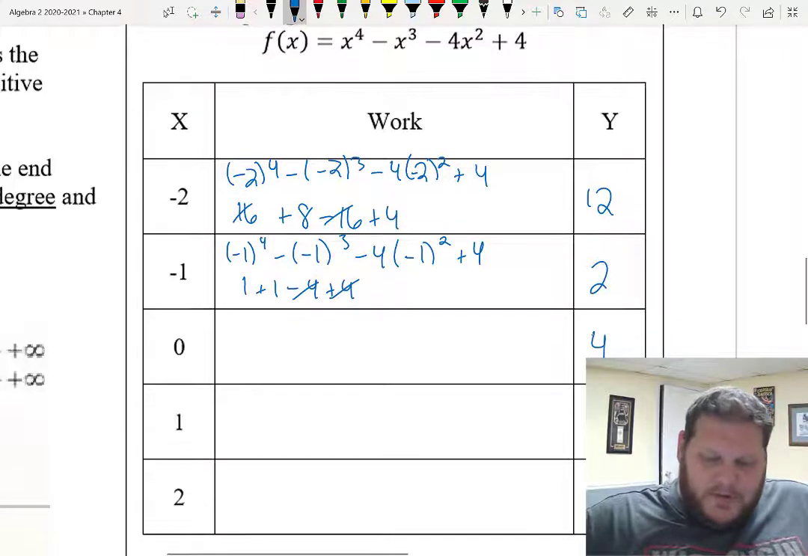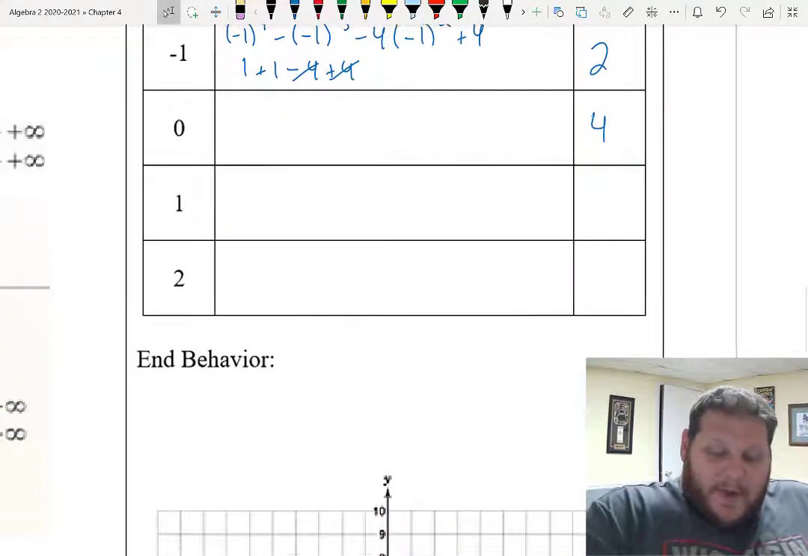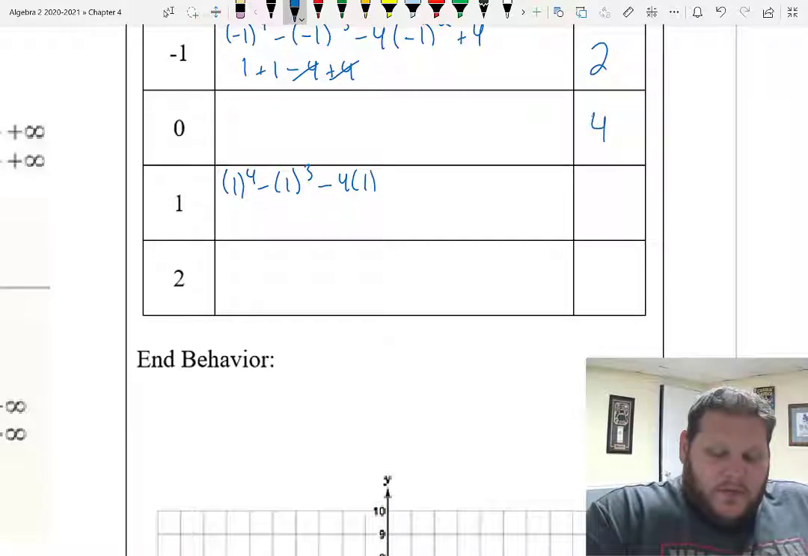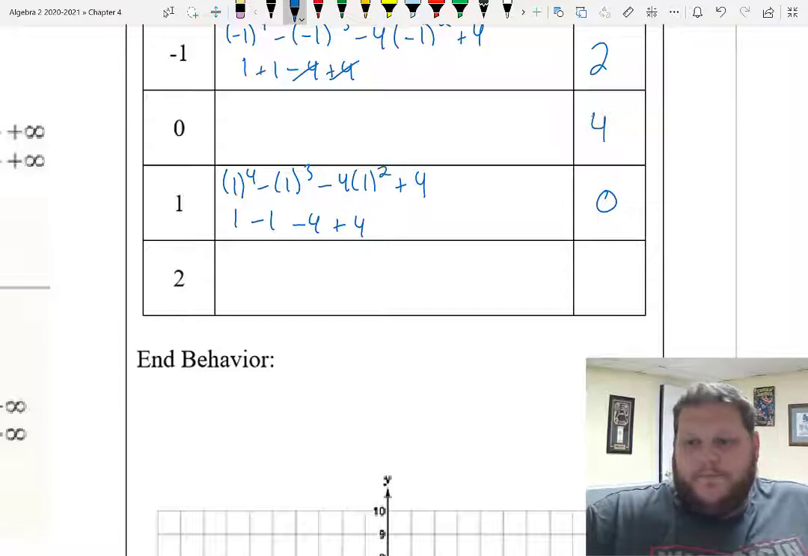So useful for us. Continuing through, for +1, we've got 1 to the fourth power minus 1 cubed minus 4 times 1 squared plus 4, which gives us 1 minus 1 minus 4 plus 4, which gives us 0.